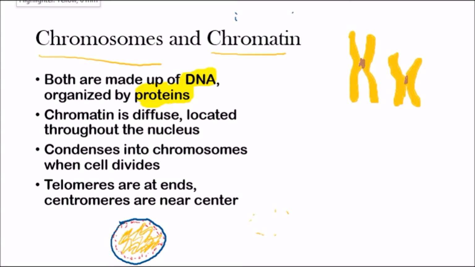Chromatin is diffuse. So here we're looking at chromatin. In this diagram here, we're looking at chromatin because the genetic material is kind of just diffuse. It's just spread all the way throughout the nucleus. There's not that much organization to it. So whenever the genetic material is in the chromatin form, the cell is not dividing. This is very important that you know, not dividing.